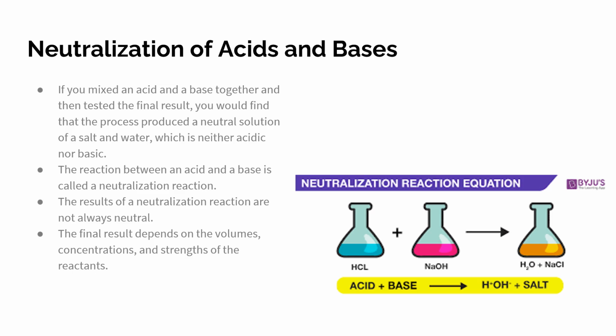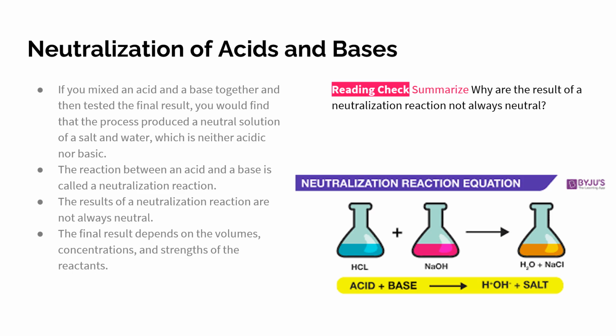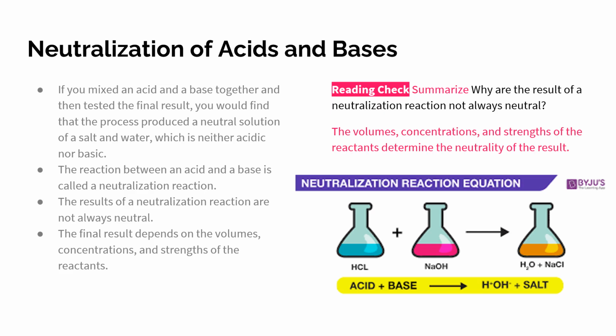The results of a neutralization reaction are not always neutral. The final results depend on the volumes, concentrations, and strengths of the reaction. So here we have hydrochloric acid with sodium hydroxide, which creates sodium chloride and water. Reading check. Why are the results of a neutralization reaction not always neutral? The volumes, concentrations, and strengths of the reactants determine the neutrality of the result.